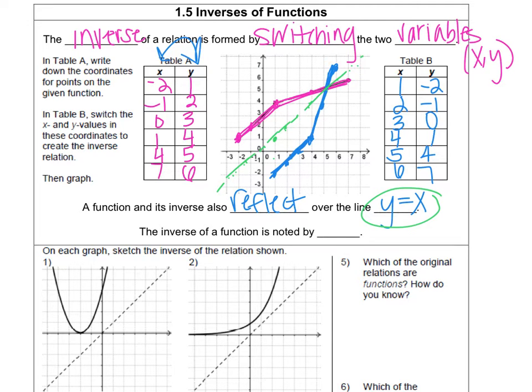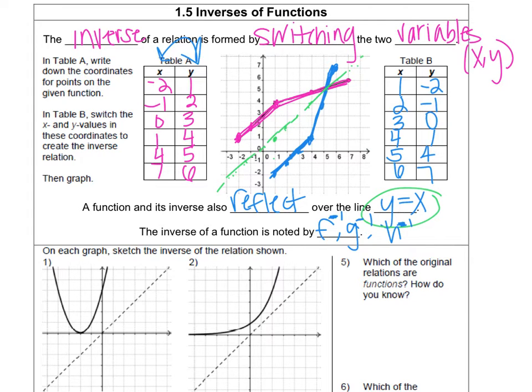Okay, we can also notate a function by this symbol f to the -1. So anytime you raise something to the -1, that means the inverse of it. You could also have like g to the -1 or h to the -1. Anytime you raise something to the -1, that means the inverse.